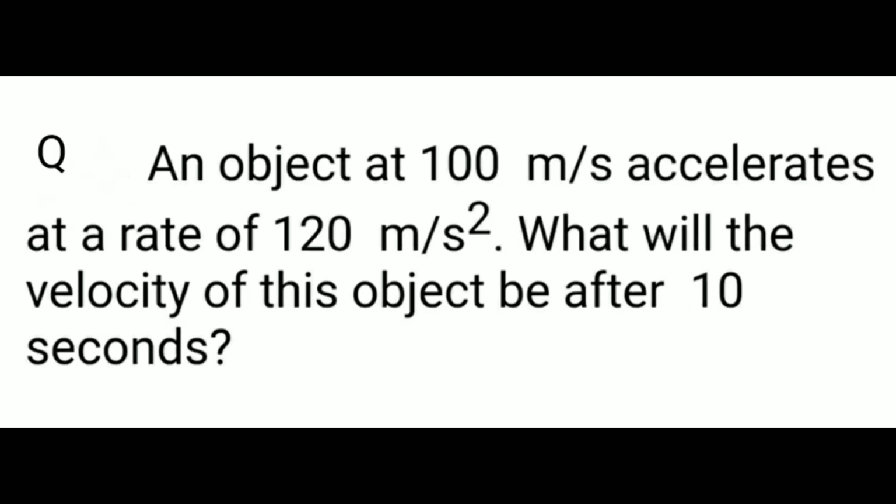Let us solve another numerical. It says an object at 100 meter per second accelerates at a rate of 120 meter per second square. So object at 100 meter per second means initial velocity is given as 100 meter per second, accelerates at a rate of 120 meter per second square, a is given.